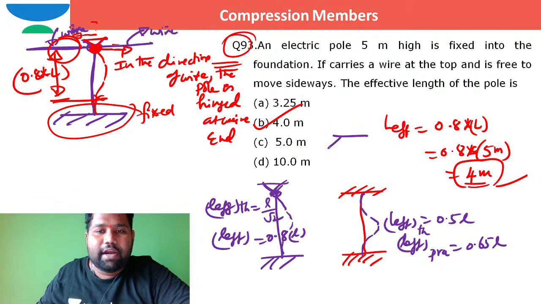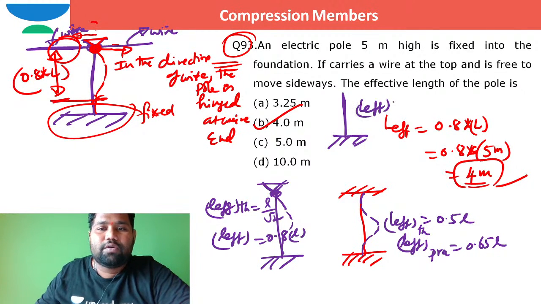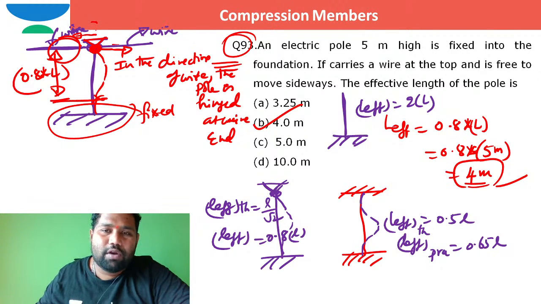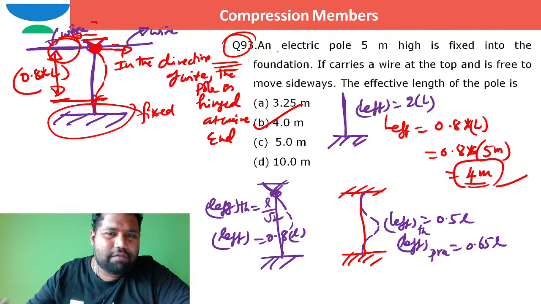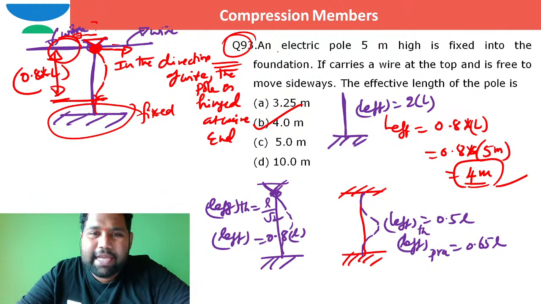And when one end is fixed and another end is free, in such case, L effective is 2 times L. I hope you know these effective length values for columns directly, especially from your strength of materials module. The same stuff we can use here also, right? Can I move to the next slide?